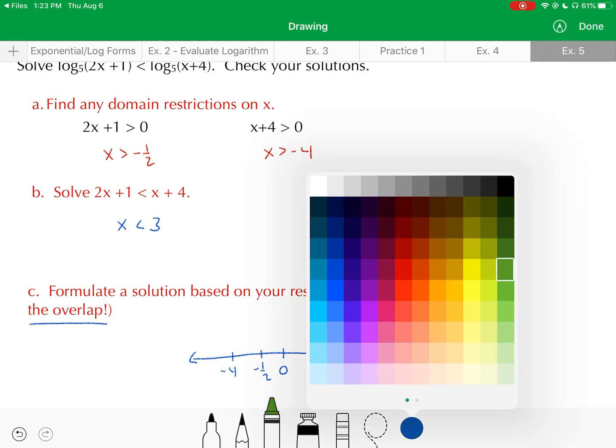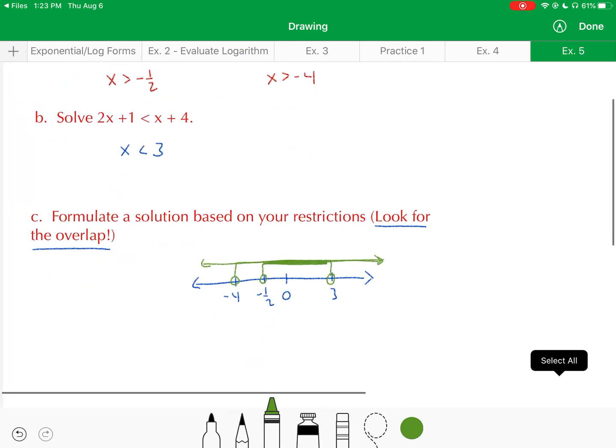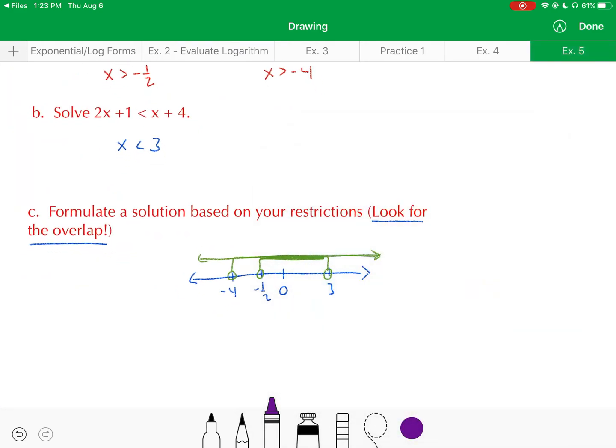And of course, x is greater than -1/2 would graph to look like this. x is greater than -4 would look like this. And then x is less than 3 would look like this. And again, we're just trying to find the overlap of all three of those, which is right in here between -1/2 and 3. So I'm going to say my final solution spans from -1/2 up to +3.